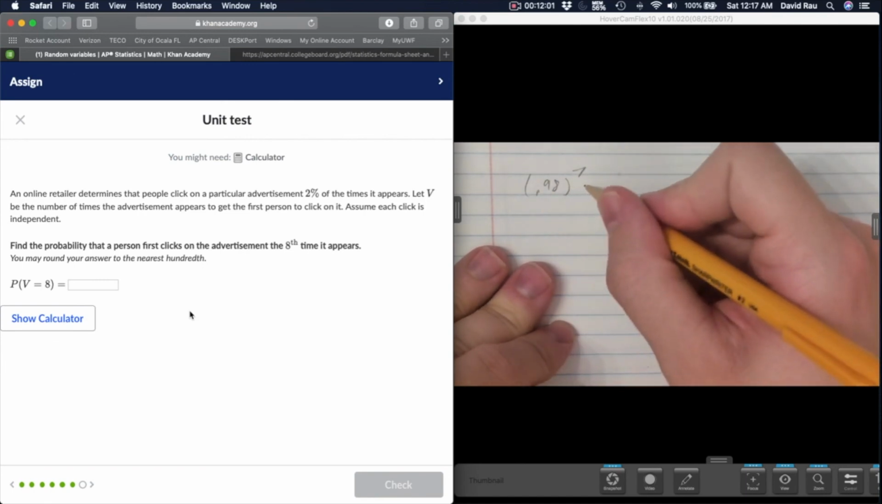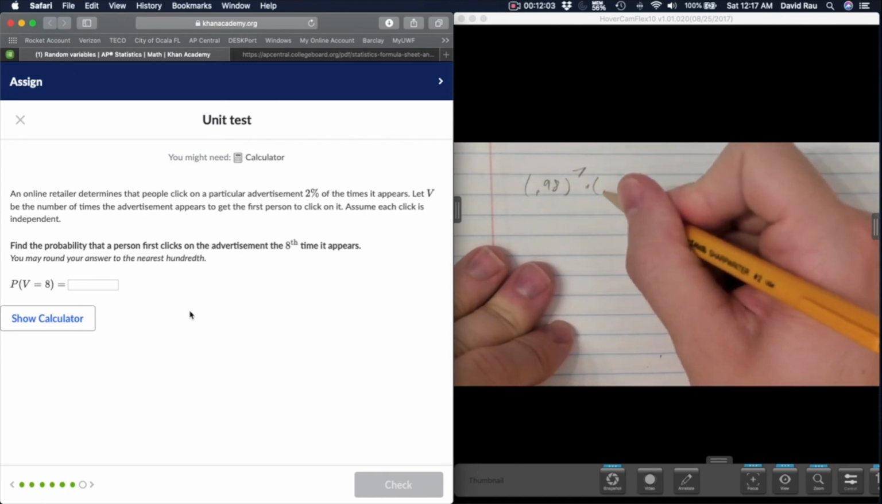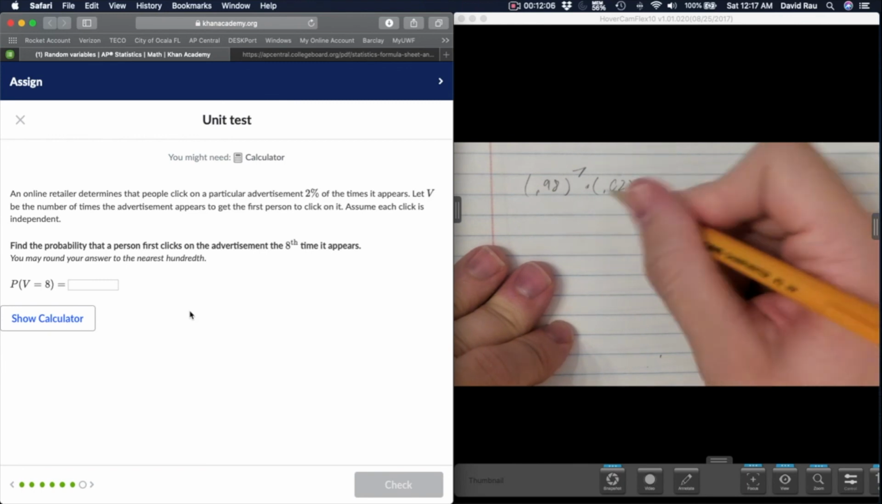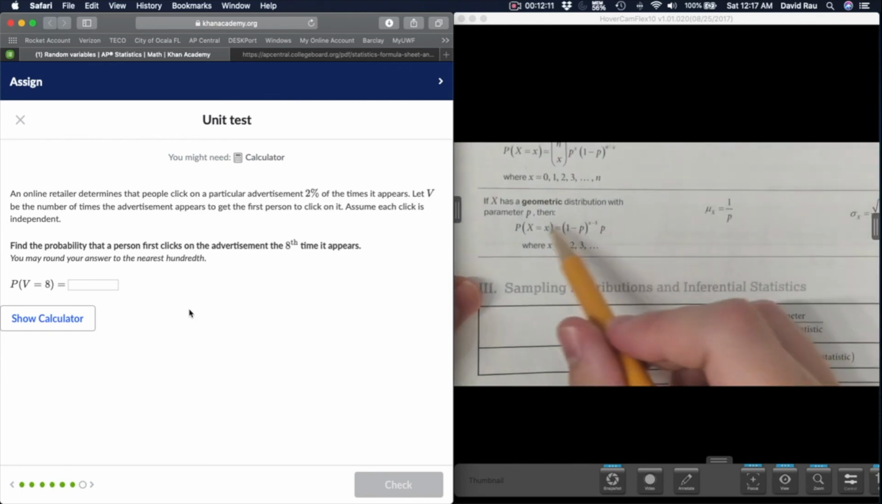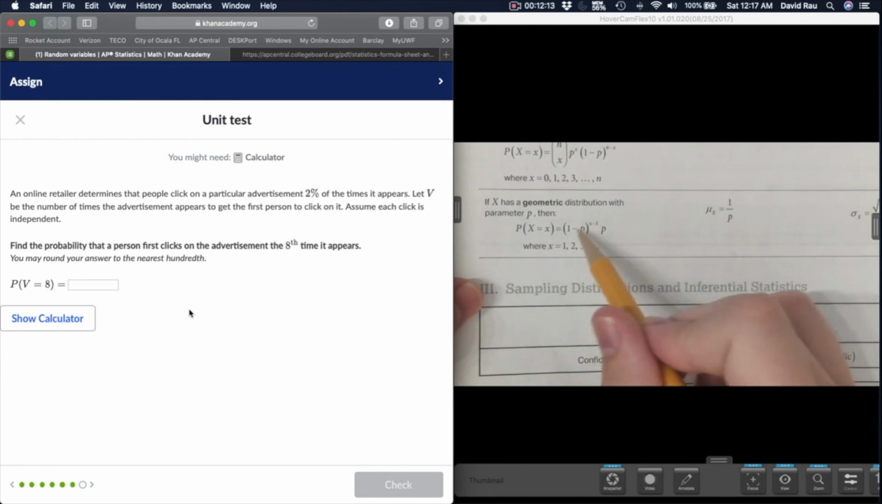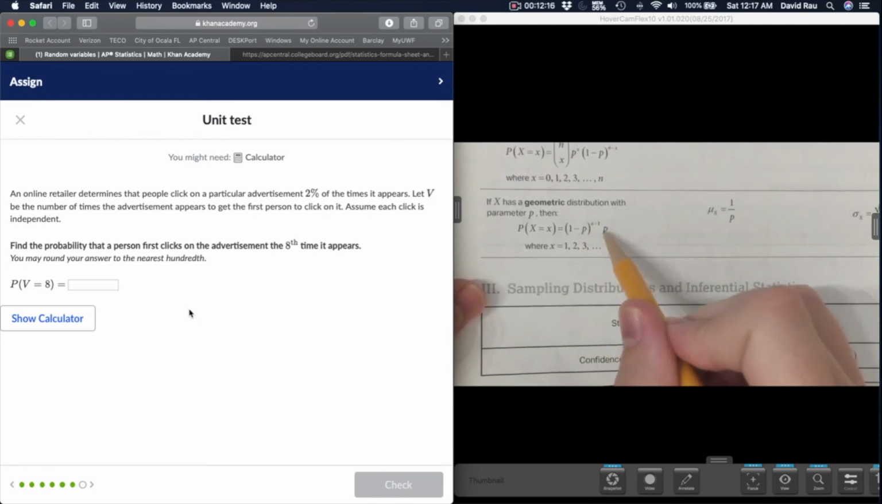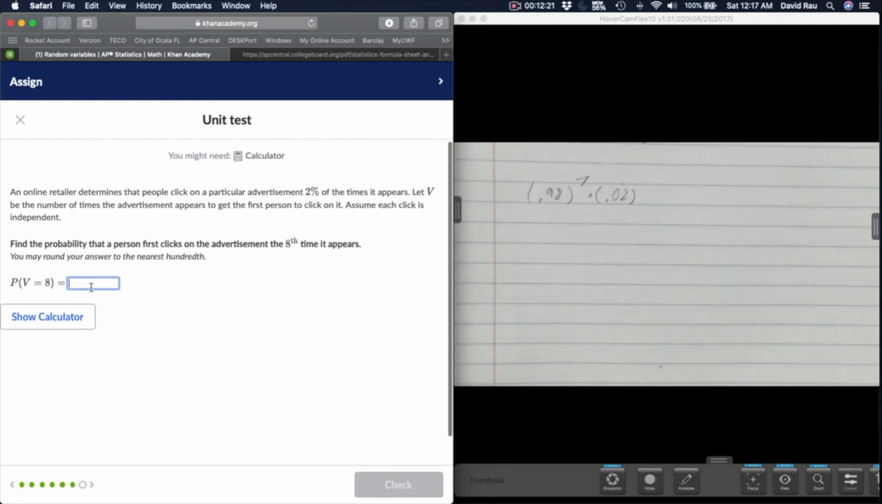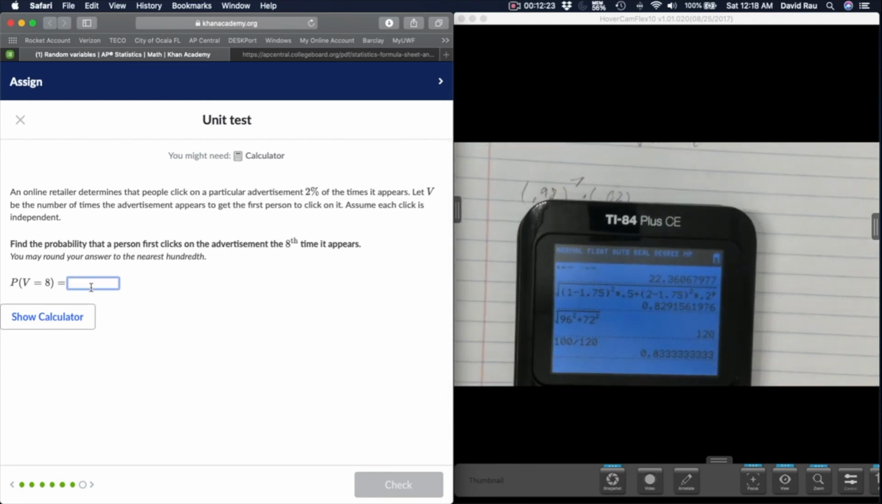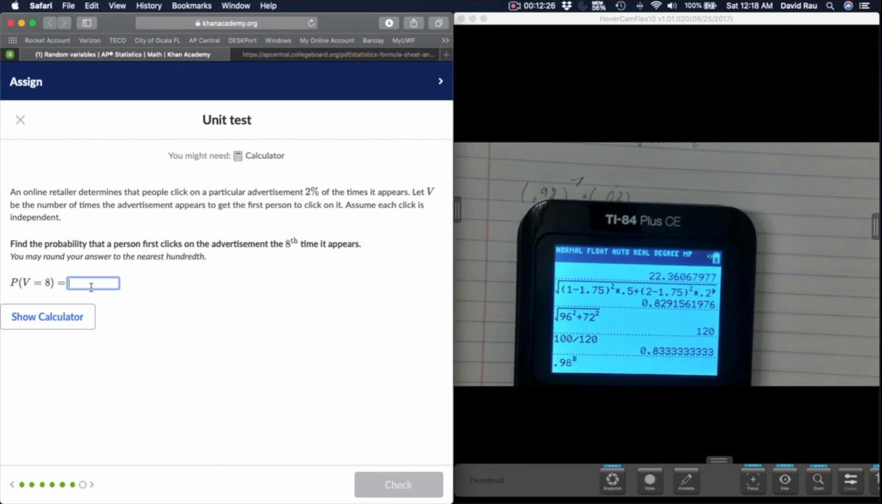Finally, after you do that 7 times, you're finally going to click on the add, which happens 2% of the time. So you can see on the reference sheet here, that is our formula right there. Not doing it however many times until you finally do it. That's what geometric is. And so let me plug it into the calculator. 0.98 to the 7th times 0.02. And that's going to happen essentially, if you round it, 2% of the time.